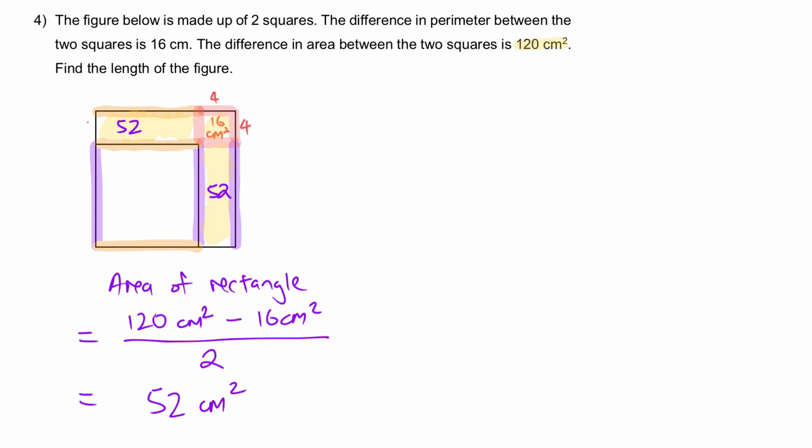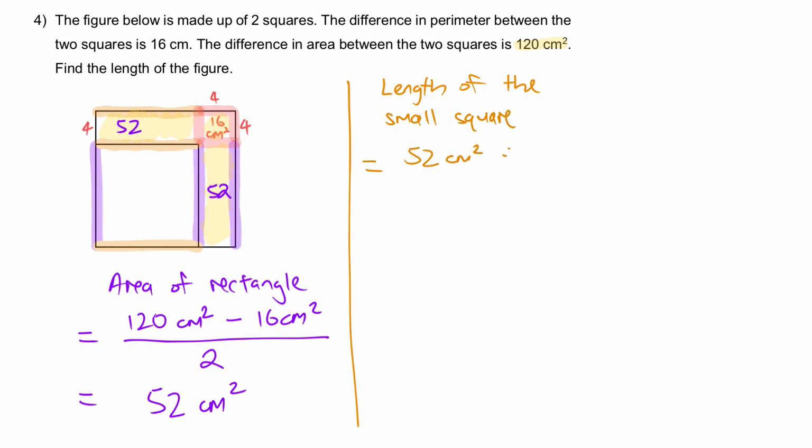Given that we know the breadth over here is 4. So, the length of the small square, which is the length of the rectangle, is 52 cm square divided by 4 cm to give you 13 cm. So this is 13 cm from here to here. Find the length of the figure, which is just one side, one length. From here we can see that it's 13 plus 4.